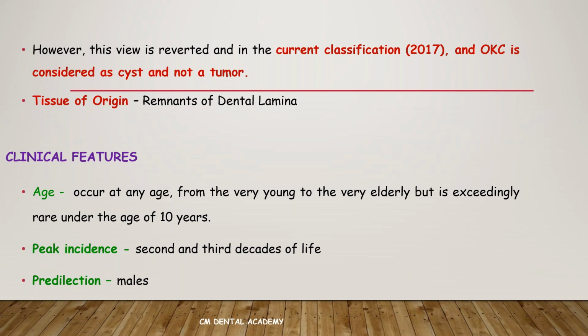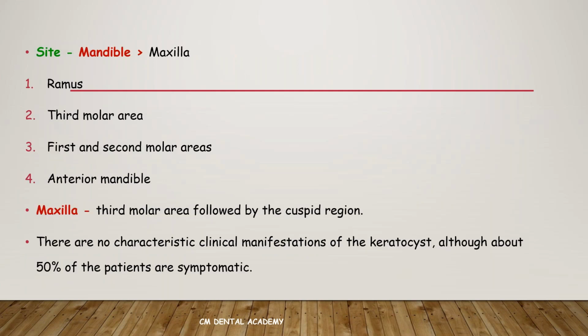For any lesion in oral pathology, you have to describe the clinical features, such as the age at which it commonly occurs, the peak incidence, in which decade of life the lesion occurs most commonly, and the site of predilection, whether it is the maxilla, anterior mandible, or posterior part. Like that, you have to mention.